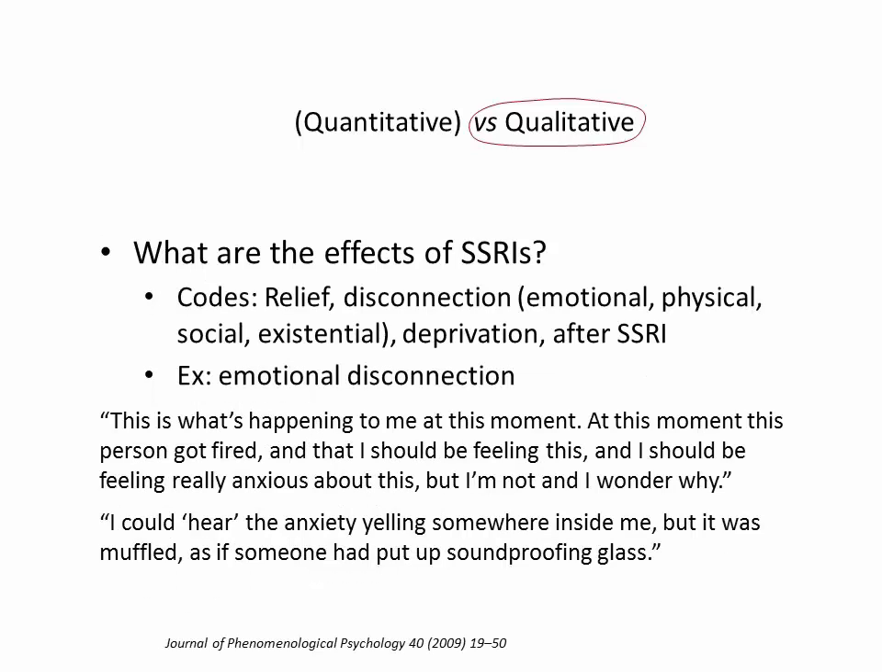So, for instance, what is the effect of SSRI? This is a paper published in the Journal of Phenomenological Psychology. The supercodes are relief, disconnection, deprivation, and after SSRI. This is what comes from interviewing patients who take SSRI. Then in the paper, you can illustrate all these supercodes with sentences given by the patients. And it speaks a lot. When you ask the question, what is the effect of SSRI? You have an answer here.